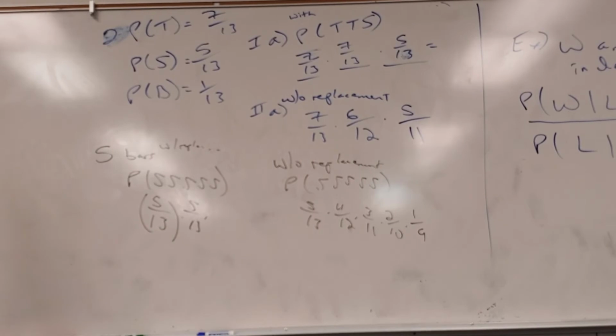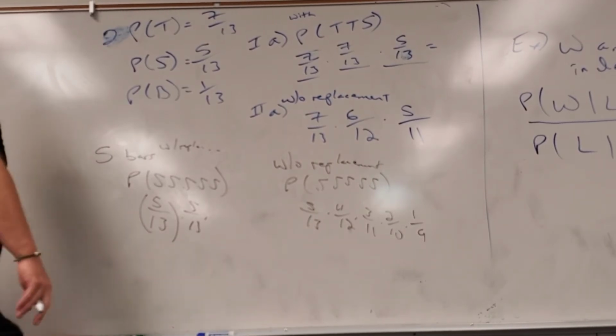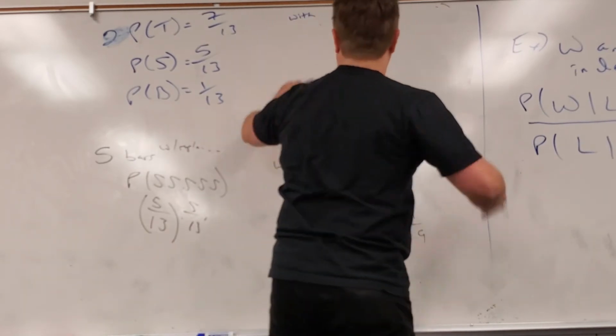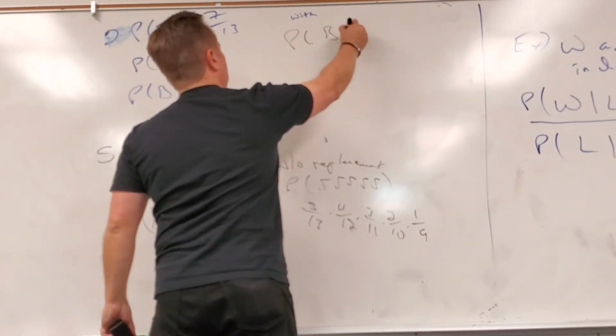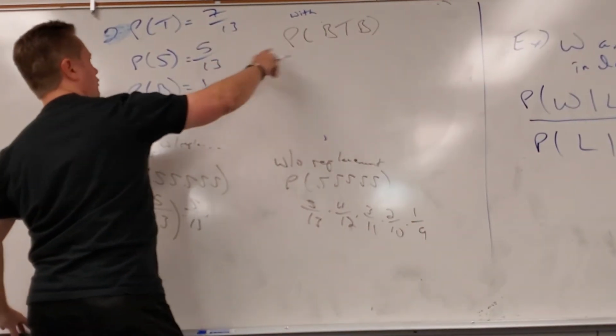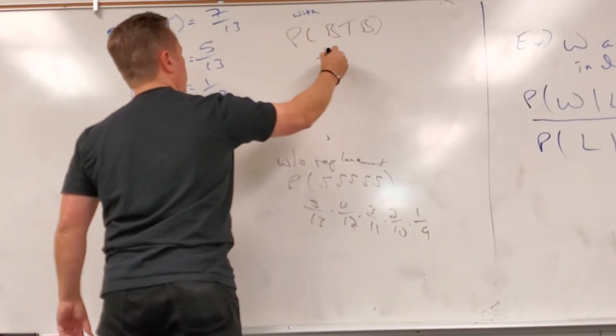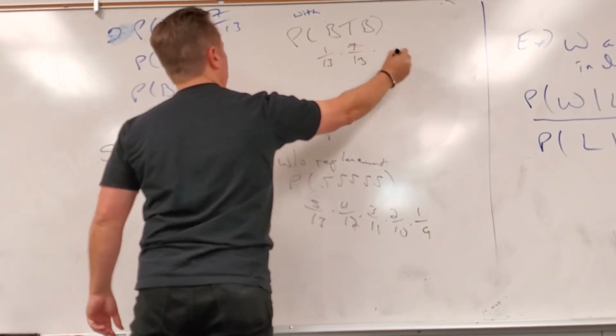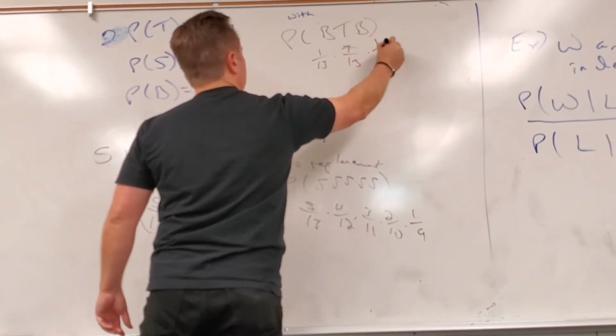Yeah, it would be. So, let's see. If I look at Butterfinger, Twix, Butterfinger, if I do it with replacement, that would be 1 out of 13 chance for the Butterfinger. Put it back in. 7 out of 13. Put it back in. 1 out of 13.